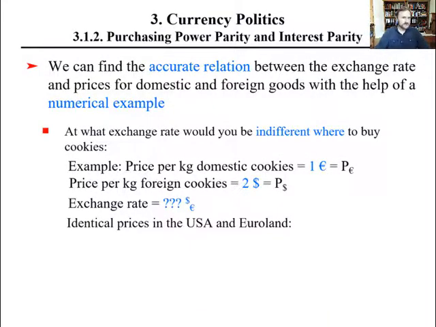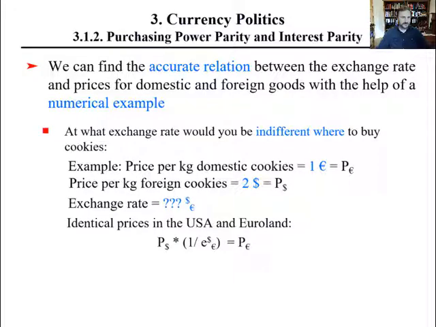How do we find this still unknown equilibrium exchange rate? Well, it's of course quite simple. We can set up an equation where we leave the exchange rate as an unknown variable, and then we can solve for this unknown variable. So what we have to do is equate the price of cookies in dollar over the exchange rate dollar per euro with the price of cookies in euro. This is our equation which we have to set up.